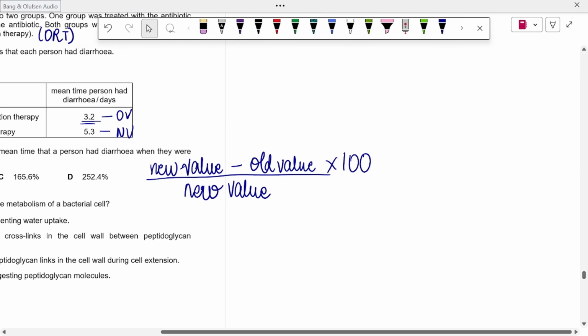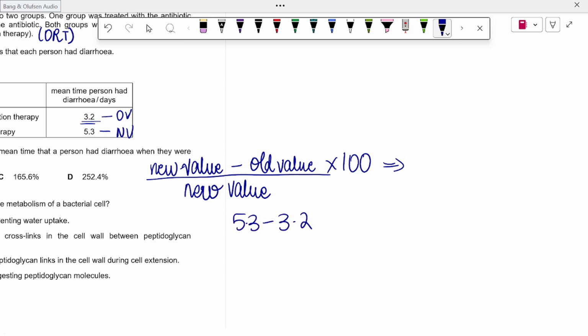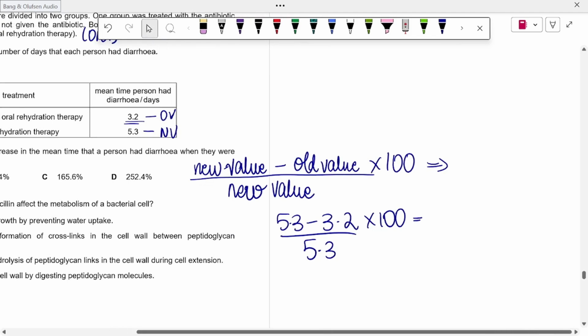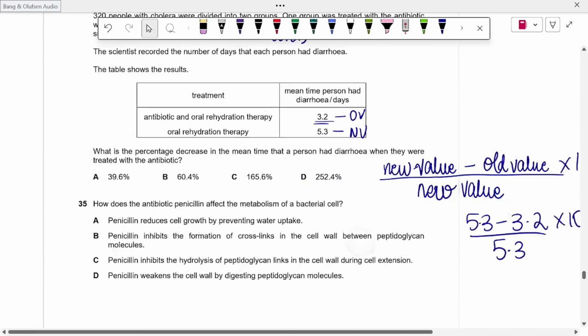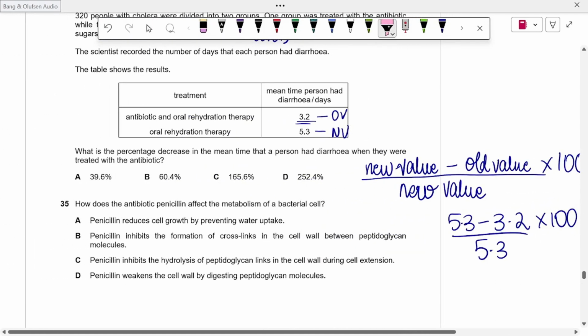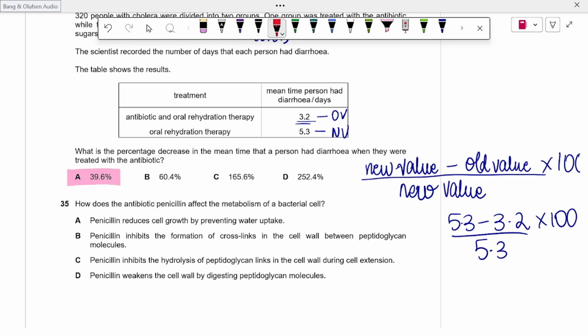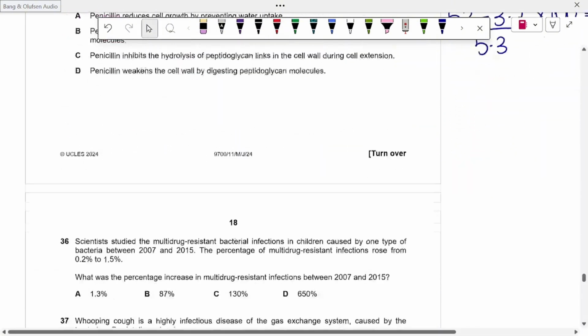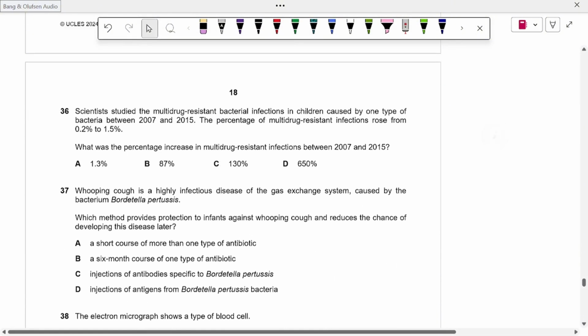लेट्स सी. Hence we will subtract 5.3 by 3.2 divided by 5.3 multiply by 100. Calculator से निकाल लो. The answer will come out to be 39.6%. कुछ भी नहीं करना था, सिर्फ कैलकुलेशन करनी थी. ओल्ड वैल्यू तब आती है जब आप परसेंटेज इंक्रीज निकाल रहे हो. वो वाला क्वेश्चन भी कर लेते हैं. 20 से skip, ये रहा.